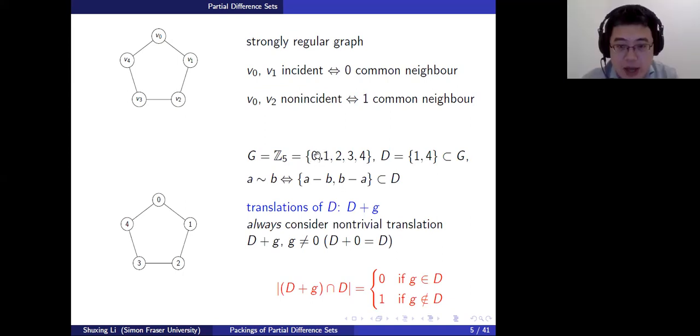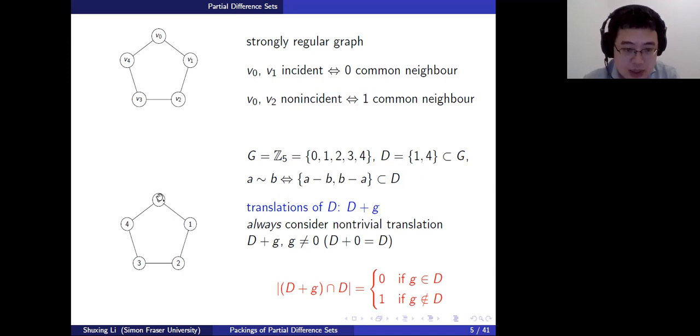We have 5 elements in the group, and we use the 5 elements to label the 5 vertices. And we take a subset D of the group G containing 1 and 4. Now we impose a rule. Two vertices A and B are incident if and only if the two differences generated from them form a subset of D. So applying this rule, for example, if we take 0 and 1, the differences are 1 and 4, which form a subset of D. So 0 and 1 are incident.